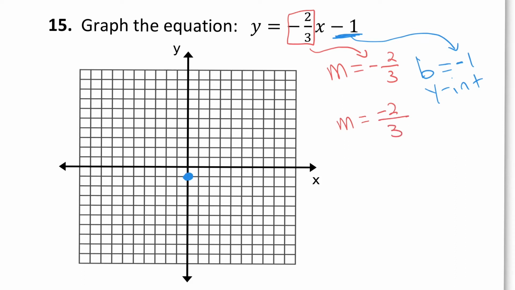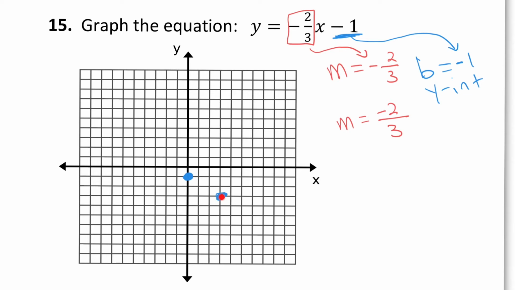So when it's negative, from the y-intercept, I'm going to go down 1, 2, and then I'm going to go to the right 3 steps. 1, 2, 3. And I'm going to make a second point. So my second point is here. You can make more points if you want. You don't have to, but I'm going to make one more point.